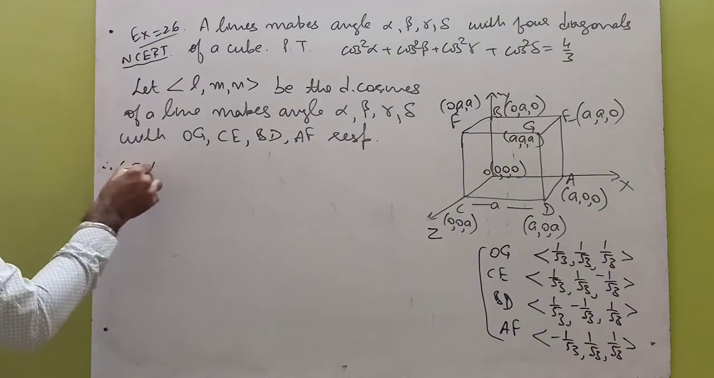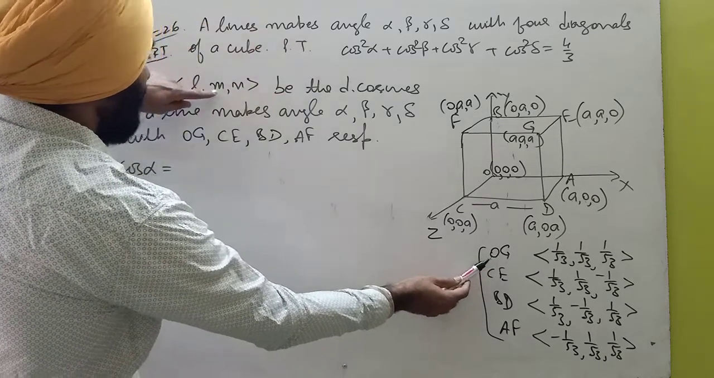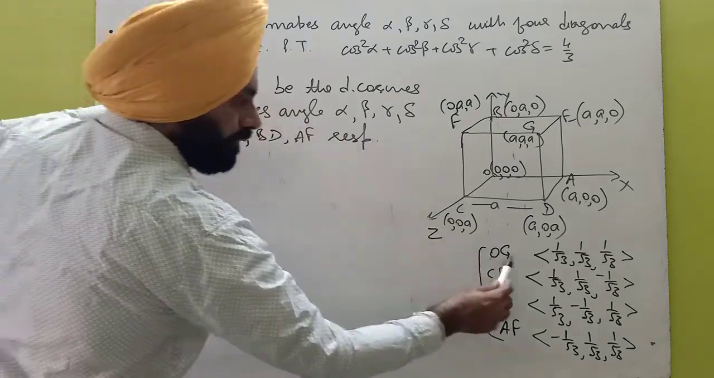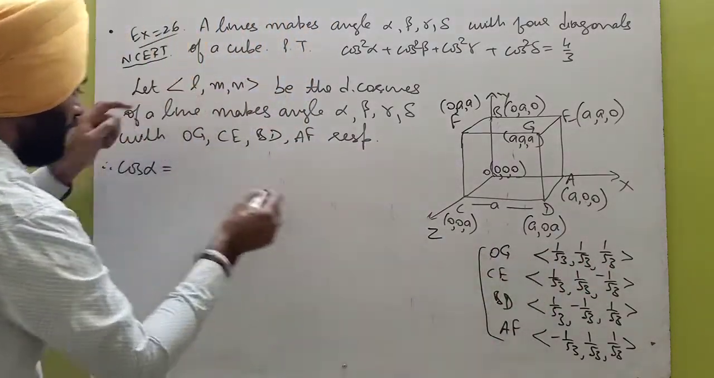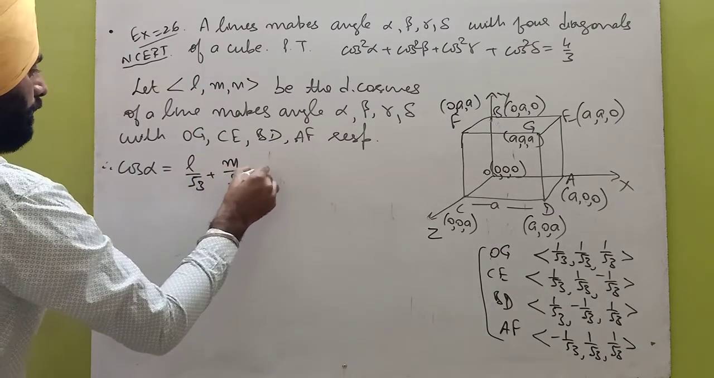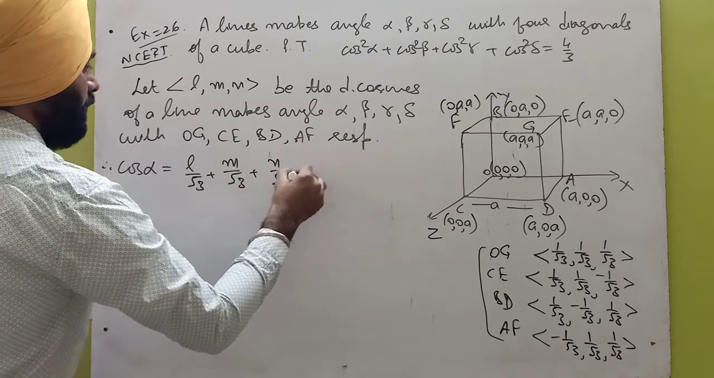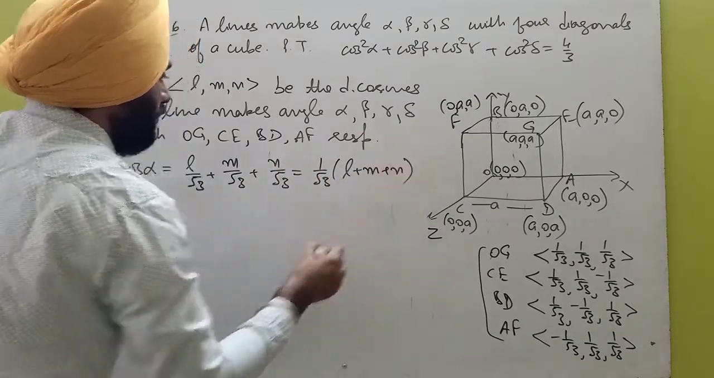Therefore, what is cos alpha? Alpha is the angle between OG and the line having direction cosines L, M, N. These are the two sets of direction cosines, and apply the formula for L1, L2, M1, M2. So there will be L by root 3 plus M by root 3 plus N by root 3. Take 1 by root 3 common: L plus M plus N.